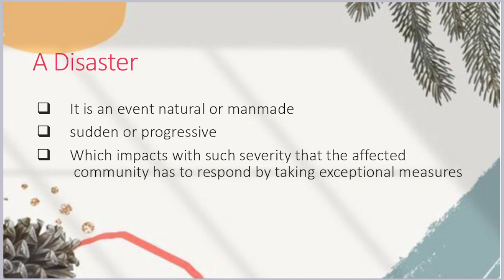Okay, the first one is defining a disaster. So earlier, we already defined what's the difference between a disaster and calamity. So for further definition, a disaster is an event. It can be either natural or man-made. So pwede siyang natural phenomenon or a disaster can also result from man-made activities. Okay? A disaster is sudden and progressive.